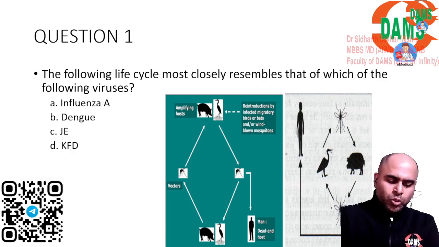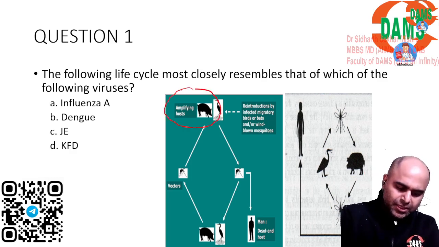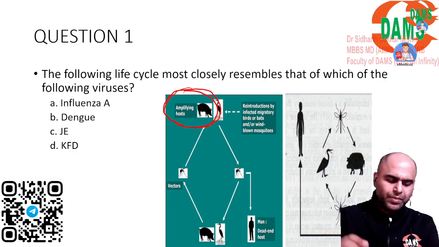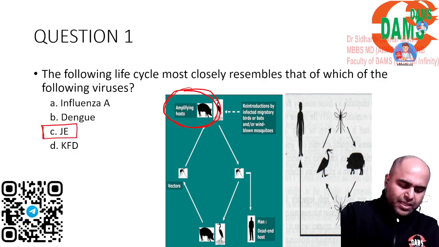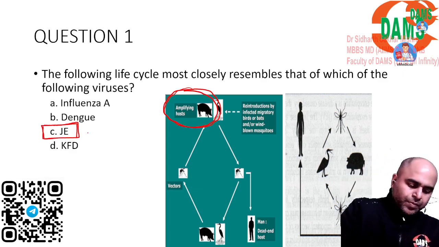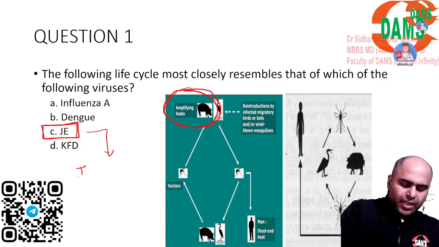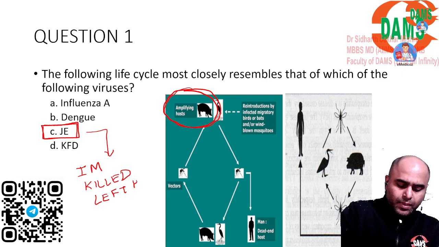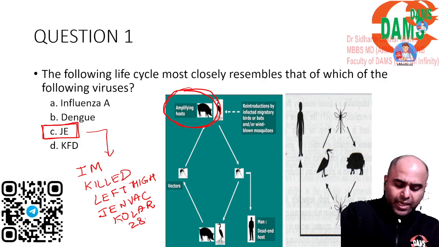The following life cycle most closely resembles which of the following viruses? Now in this, my key word would be this: the amplifying host is pig. This is a classical feature of Japanese encephalitis. What can be the other questions? The vaccine update. Now we give the intramuscular killed vaccine in the left thigh. That is our indigenous Genvac, the Kolar strain. It can be used till 28 days.